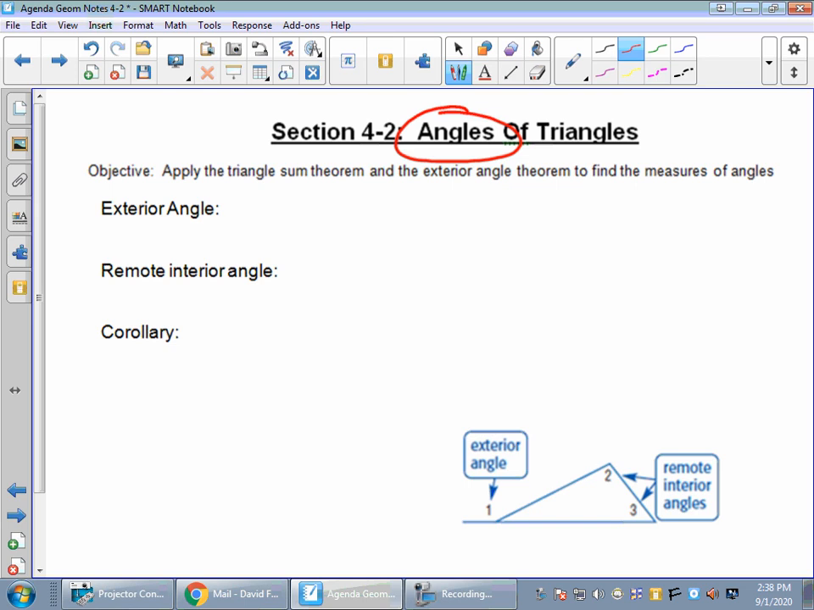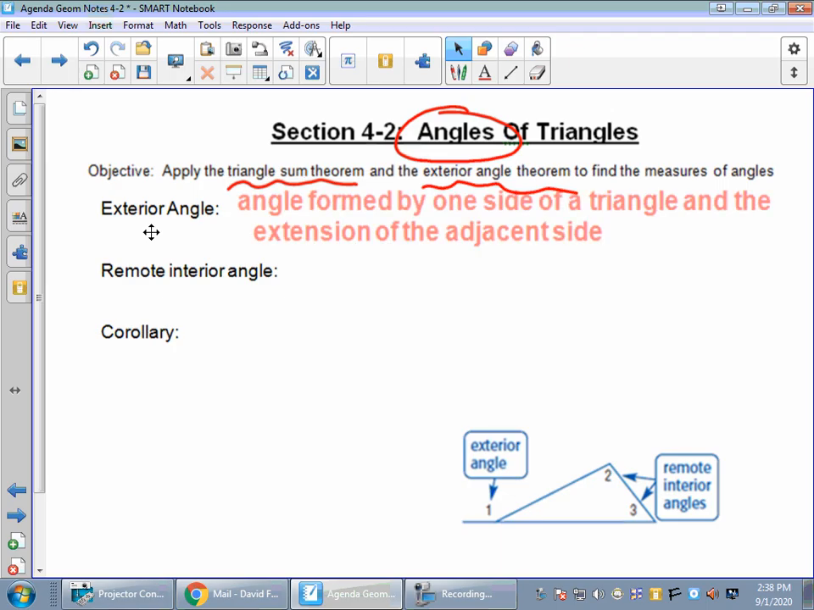So the triangle sum theorem is one theorem you're going to be working with, and the other one is the exterior angle theorem. Okay, in order to do that, we have to know what an exterior angle is. So that's our first definition here. What is an exterior angle? This is an angle formed by one side of the triangle and the extension of the adjacent side.